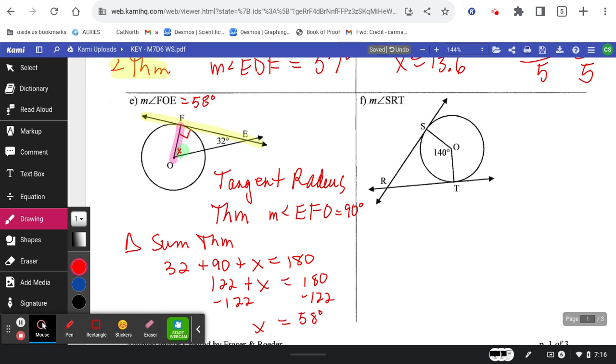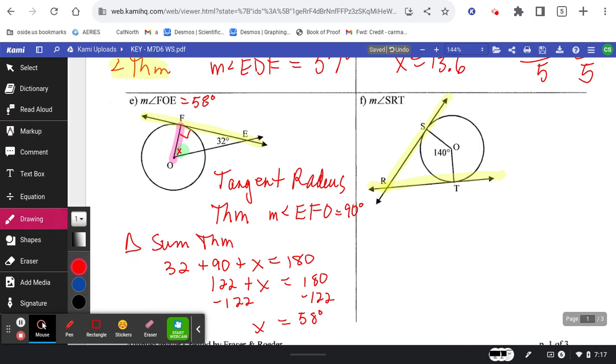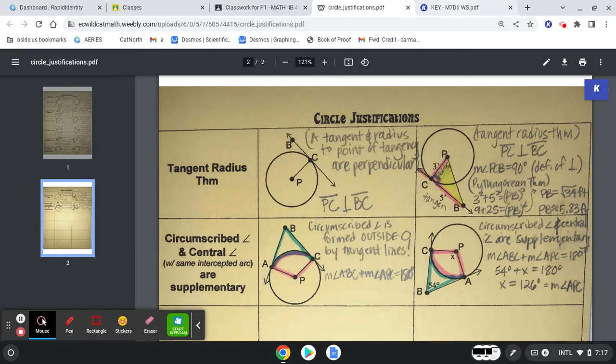Okay, last one. Oh my gosh, which theorem is this? Which justification is this? I got a tangent. I got 2 radii. Let's go see what's on our yellow sheet. And the last one is a circumscribed angle and a central angle, where a circumscribed angle is the angle formed outside of the circle by tangent lines. And I'm like, yes, that's what I have. I have an angle formed outside the circle by tangent lines.